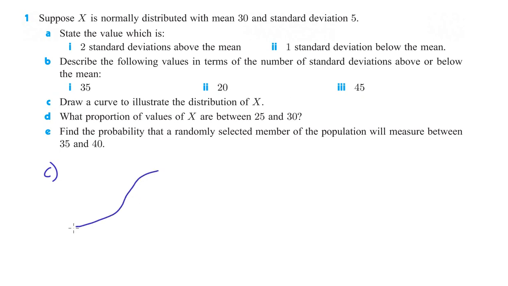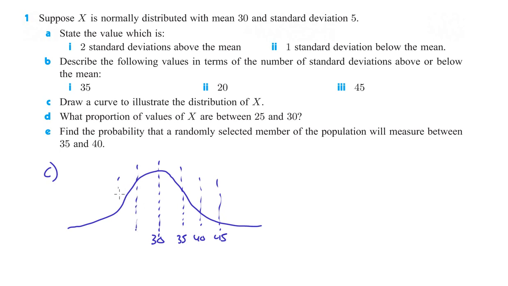Let's try this again. So it looks roughly, just kind of sketching this out. So here's our mean. Mean is 30, right? And then the standard deviation is 5. So we add 5 each time as we're going up, so 35, 40, 45, and then we subtract 5 each time going down 1 standard deviation. So that's going to be 25, 20, and 15.